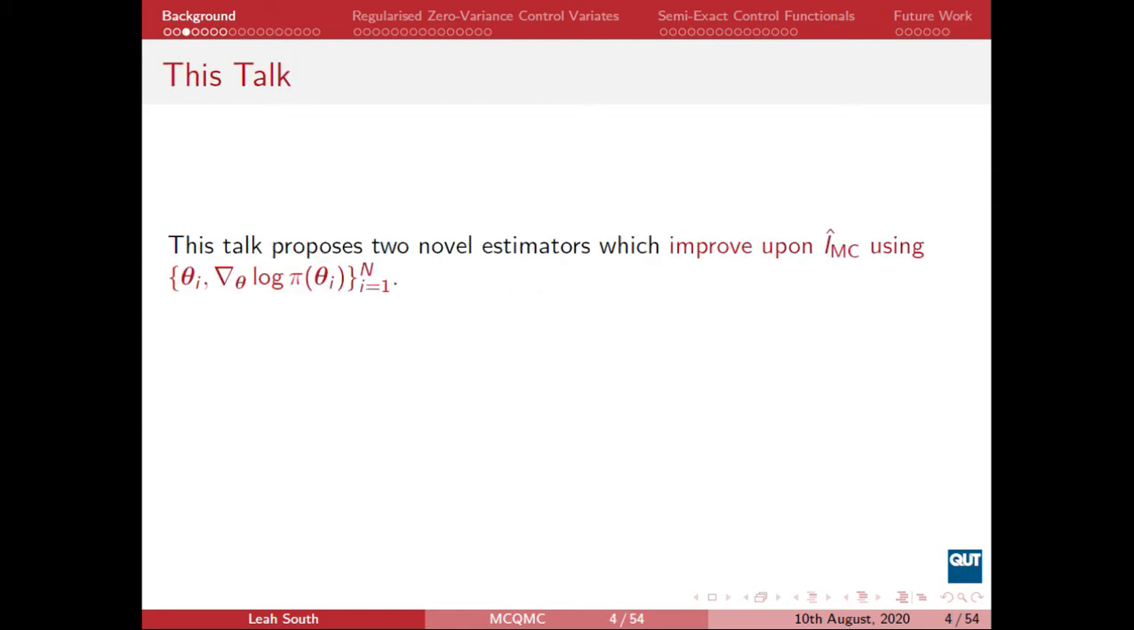This talk proposes two novel estimators which improve upon vanilla Monte Carlo integration when you've got your samples and your associated gradients of the log target. And all of the methods I'll be talking about today are available in the R package ZVCV that we've developed.